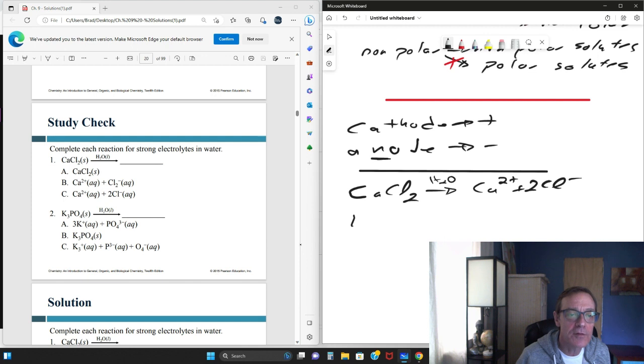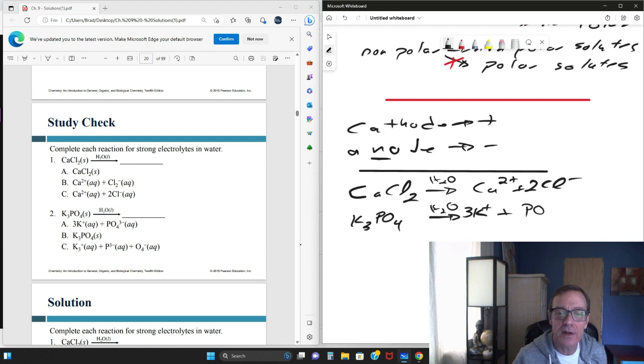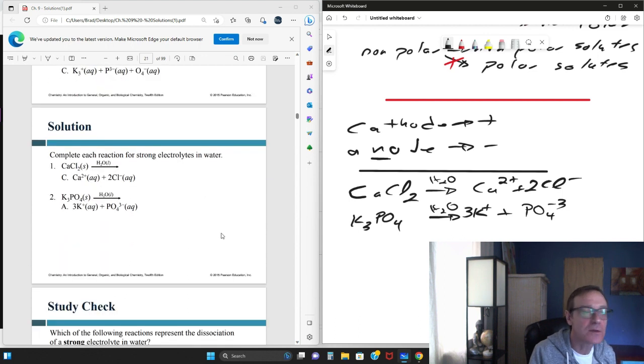And here we have potassium and the polyatomic ion phosphate in water. Of course, polar, like dissolves like, so water will dissolve that. So you know that each one of the potassiums is going to dissociate with a charge of +1, with our phosphate with a charge of -3. And so that's what that will look like in solution. Let me make sure I got those right. Okay, I did.